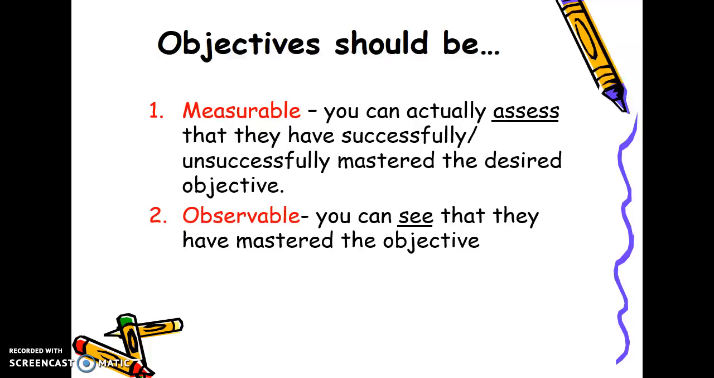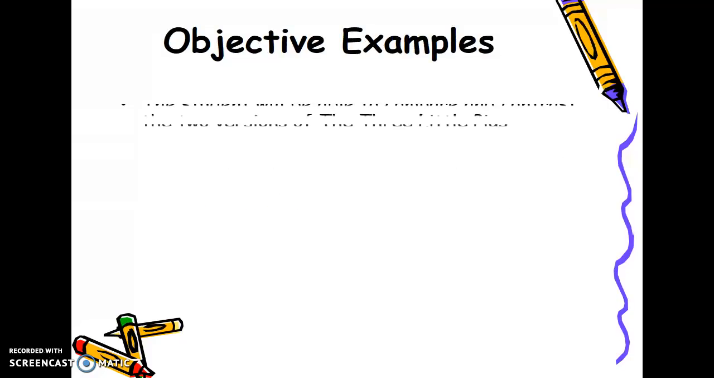Okay, so they should be measurable and observable. You should be able to observe that your students have achieved that objective. You should be able to measure. You should be able to grade that they've achieved that objective by the end of the lesson.